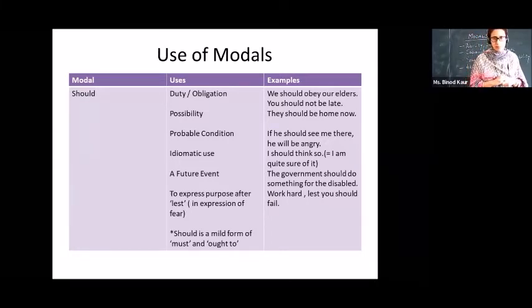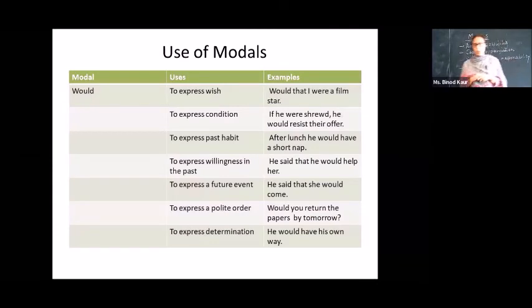Yes, next. Would, to express wish. Would that I were a film star. To express condition. If he were shrewd, shrewd means very clever, he would resist their offer. Means if they are clever enough, they must deny their offer. Resist is a kind of stop, and here the meaning of resist is do not accept.